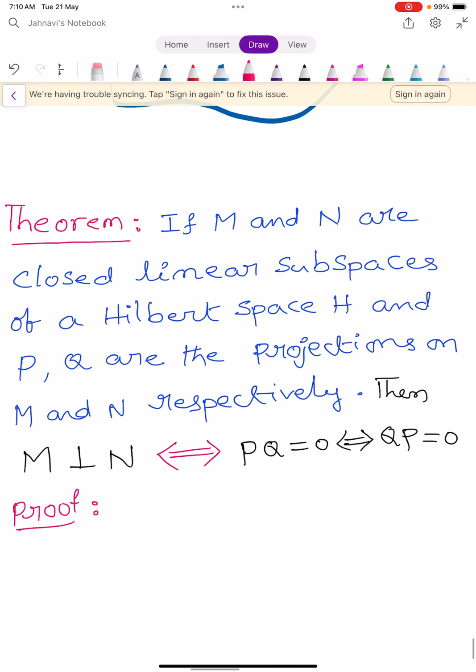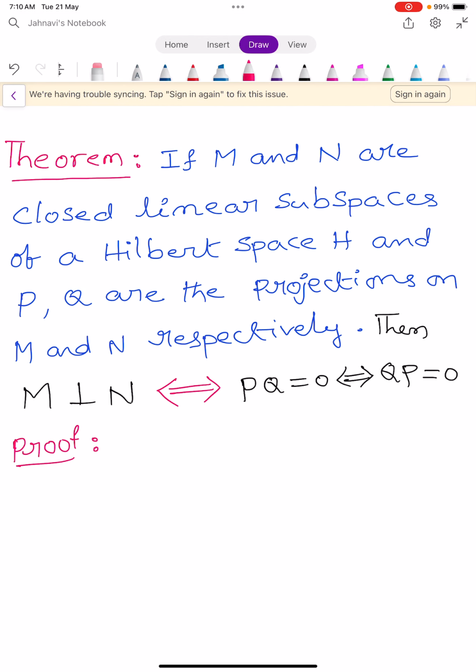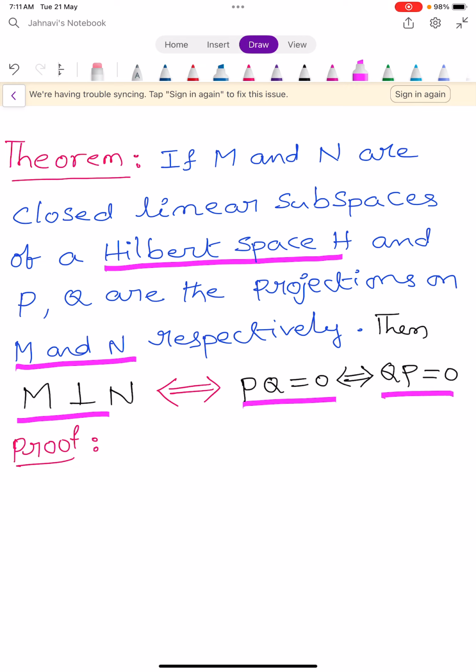In this video, we prove a theorem. Let us see the statement. If capital M and N are closed linear subspaces of a Hilbert space capital H and P, Q are the projections defined on M and N respectively, then M perpendicular to N implies and is implied by PQ is equal to 0, which implies and is implied by QP is equal to 0. Another important theorem for examination. Let us see the proof.